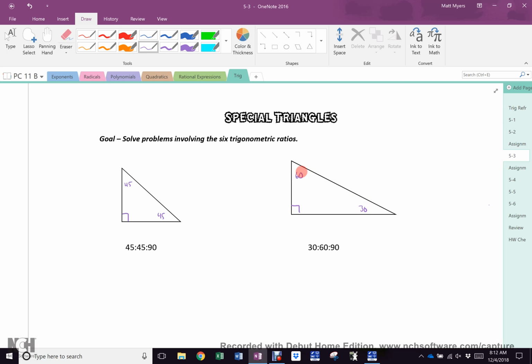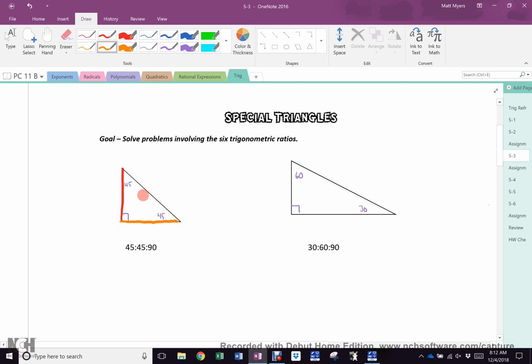So what do we know about this red side and this orange side in this triangle? They're the same, aren't they? Everyone agree? Why? What is it about them that makes them the same? Because the angle's the same. Because these are both 45, so this must be an isosceles triangle, yes?